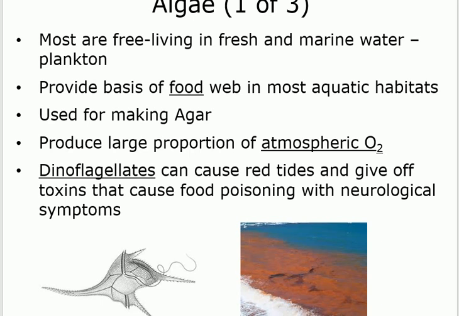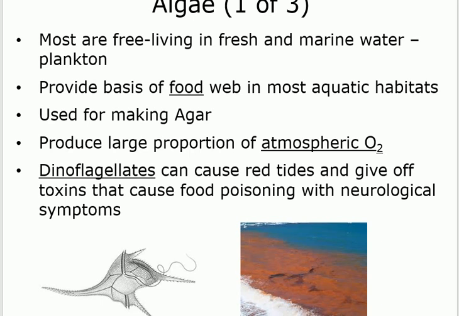So algae, most of them are free living in fresh and marine water, like planktons. We call it planktons. Not only do they feed themselves, but they are actually making the food web for other aquatic inhabitants, something like fish. They can feed on those, okay? Or any other organisms, any other habitants in the water. They can use these algae as a source, just like humans.